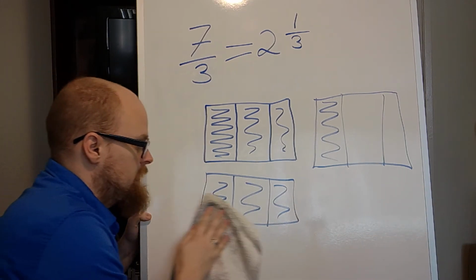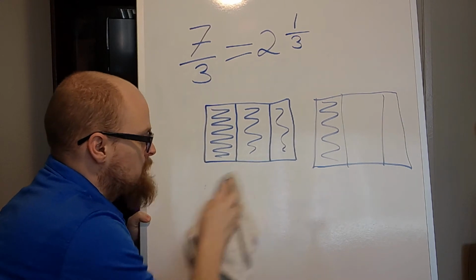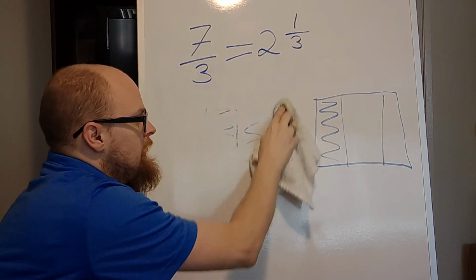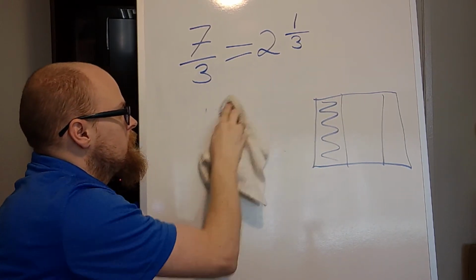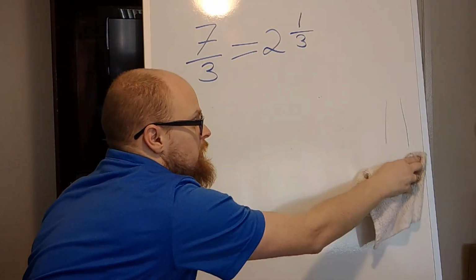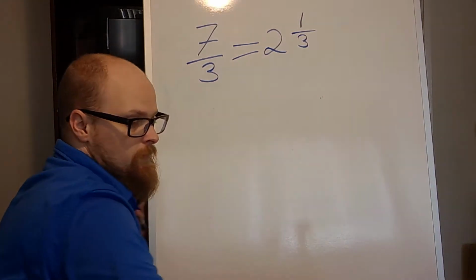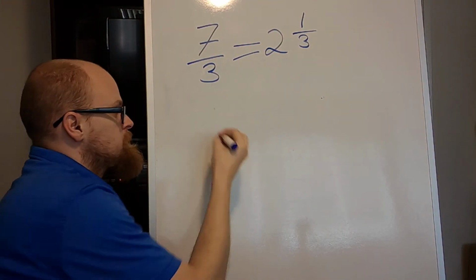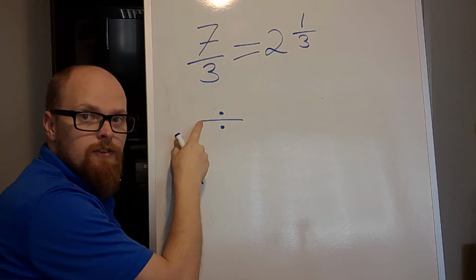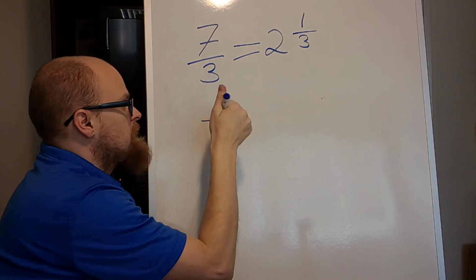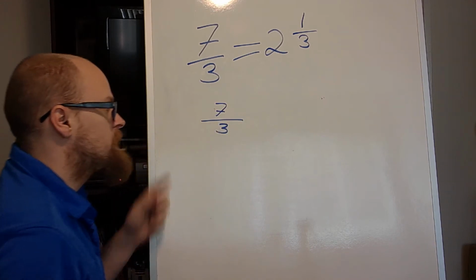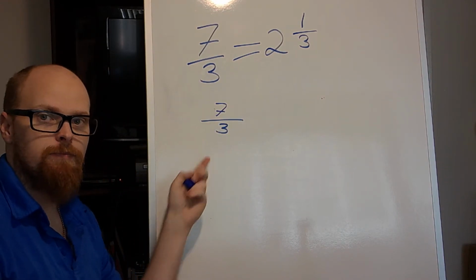Another way to change our improper fraction into a mixed number, instead of drawing pictures, is to divide it. Any fraction symbol is a division symbol with numbers on it instead of dots. So a fraction line is just this, with numbers instead of my dots. So in this case, I have a 7, and I have a 3. So this tells me 7 divided by 3.